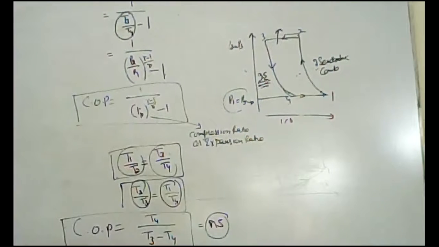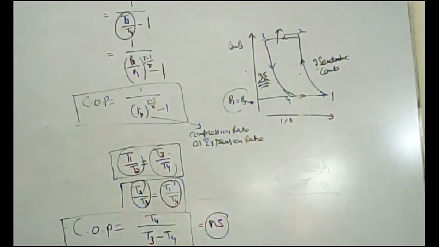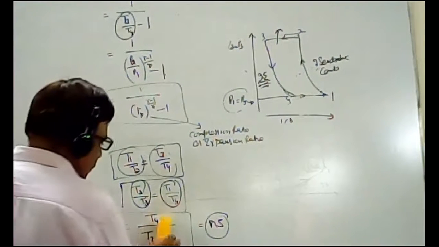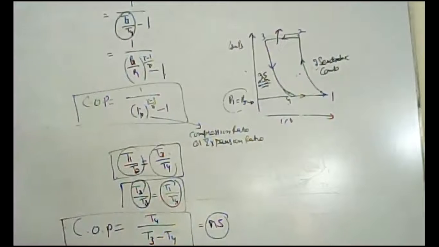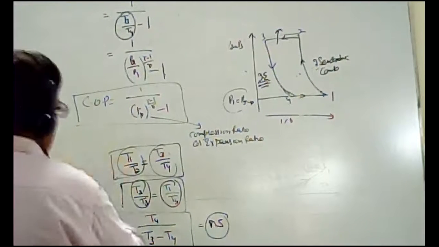So this is the COP of your Bell-Coleman cycle. The theoretical COP of the Bell-Coleman cycle is T4 divided by T3 minus T4. So everybody note this.